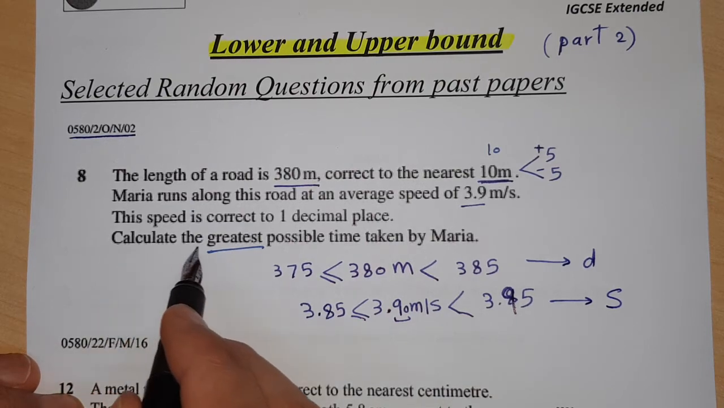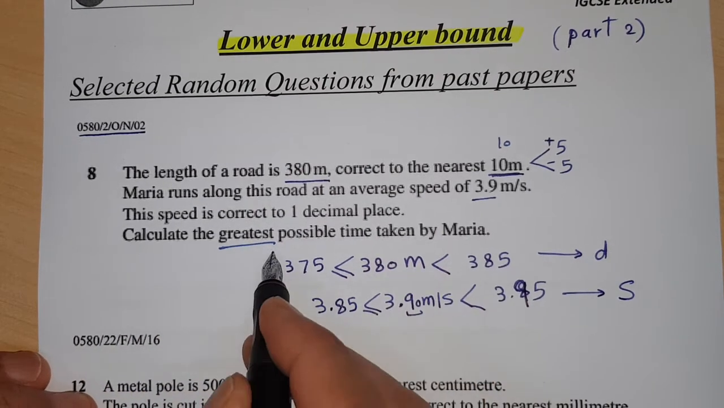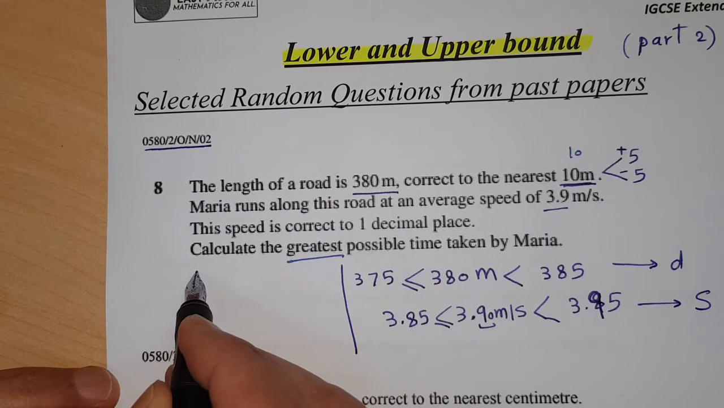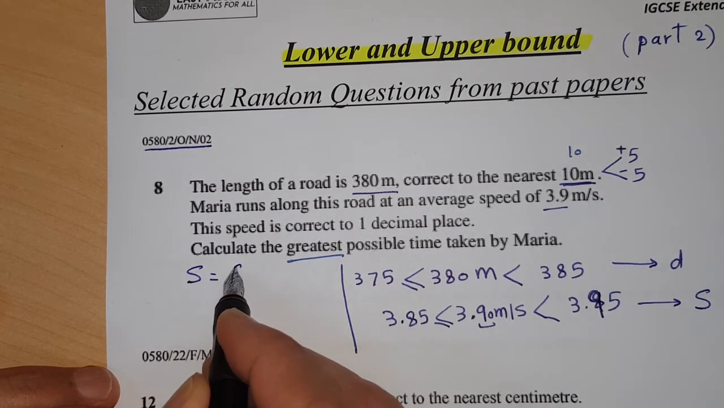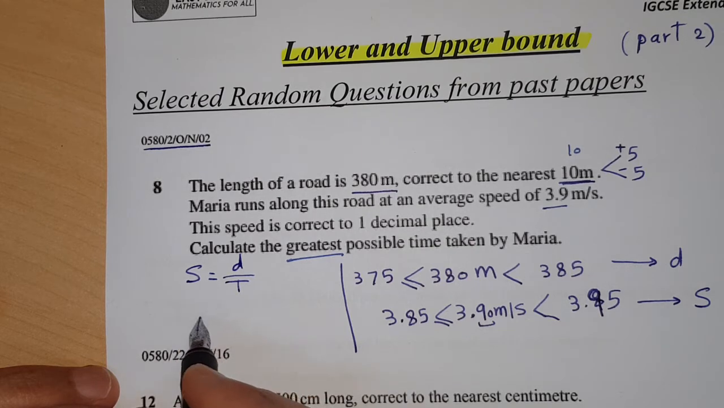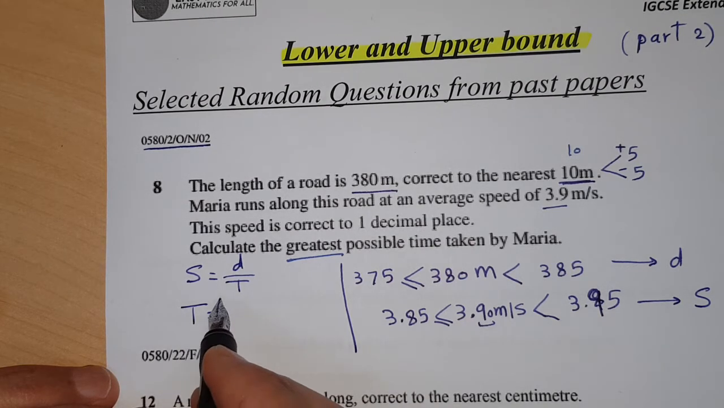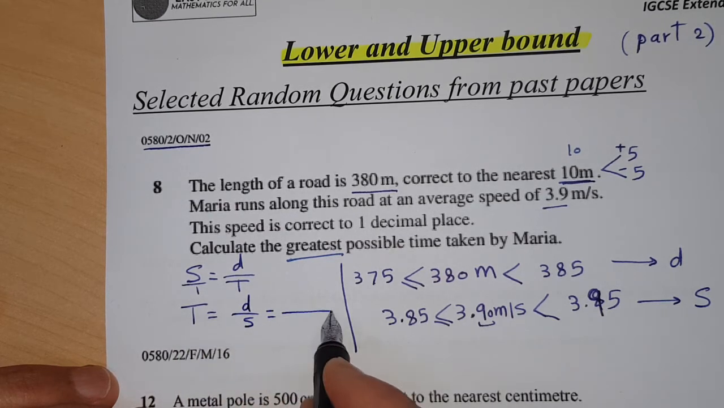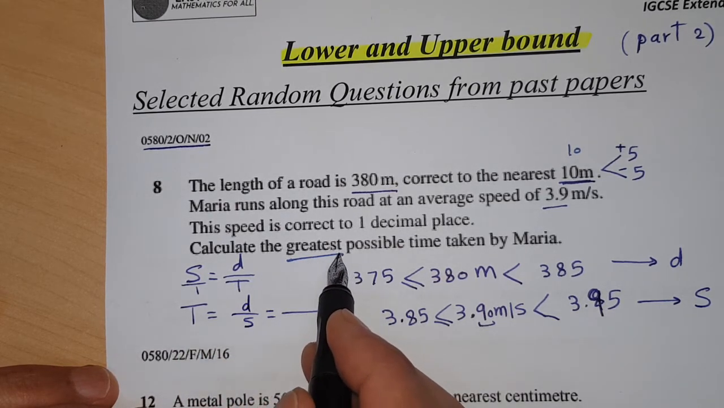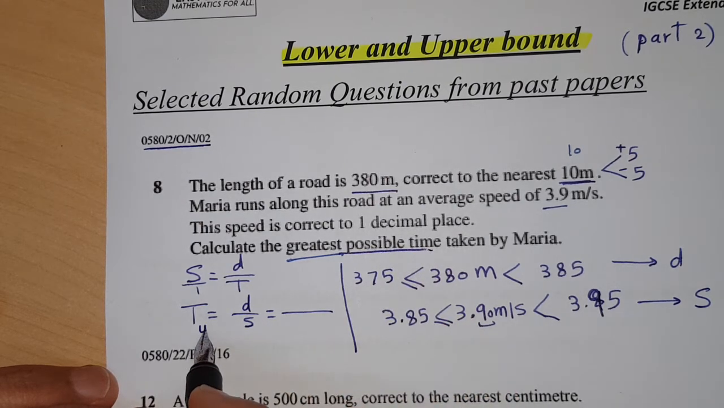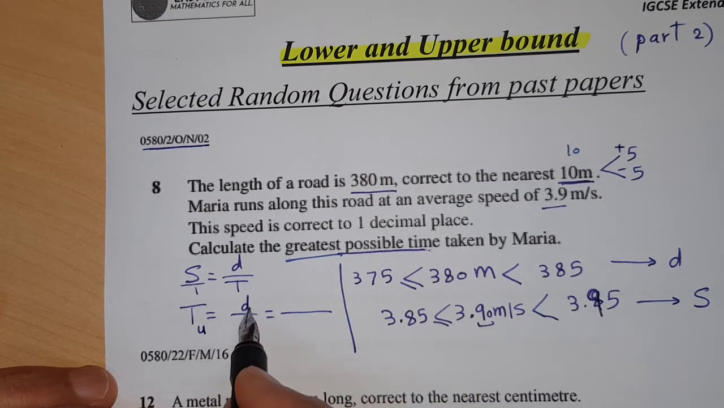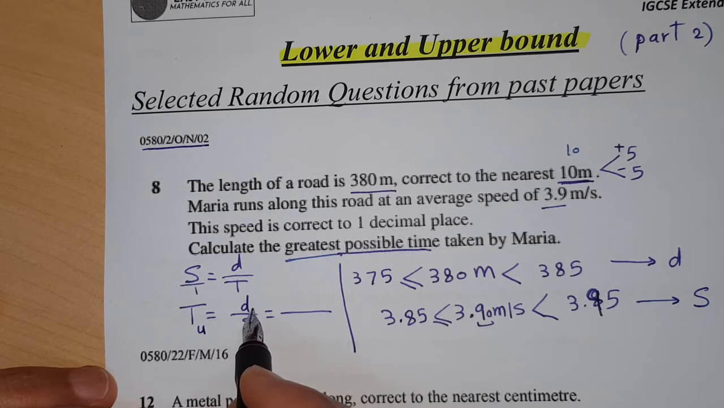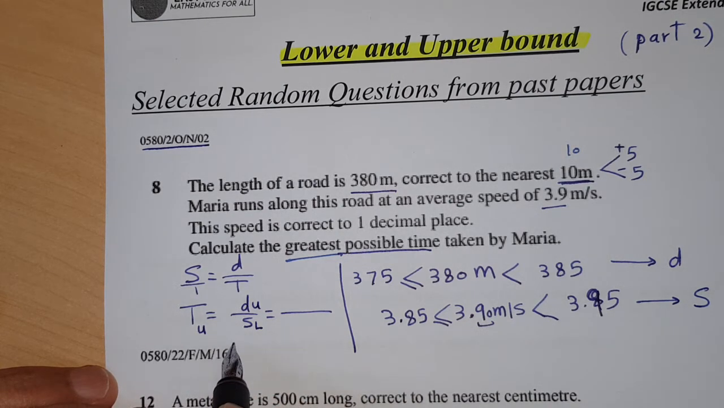Calculate the greatest possible time taken by Maria. You know speed equals distance over time, yes? Speed equals distance divided by time. If you make time the subject, T over 1 equals D over S. So I want now the time. Greatest possible time means T upper. What is the upper bound of T? T is a division of two parts, so I take D upper over S lower. This is the rule to find the maximum value of dividing two amounts.